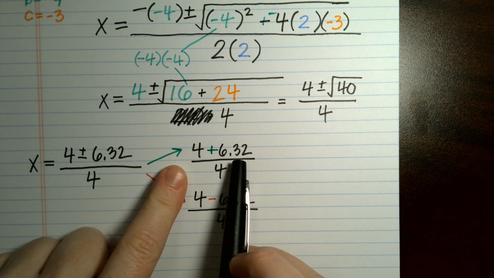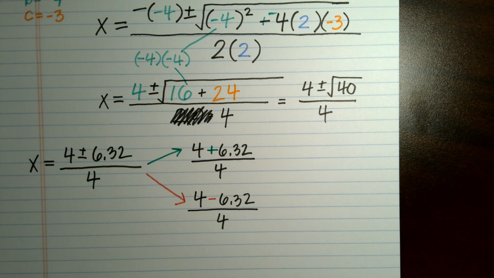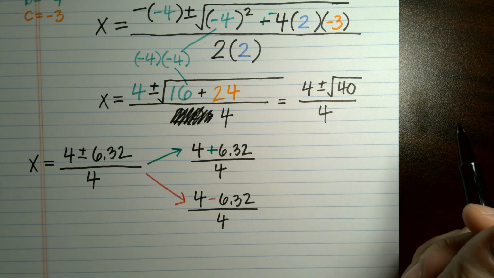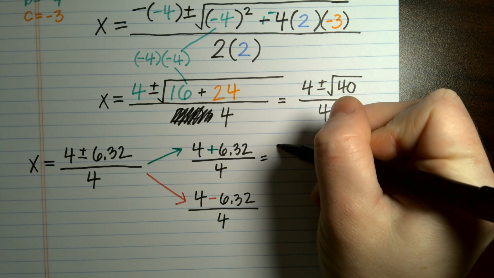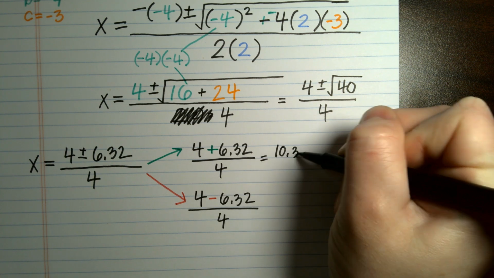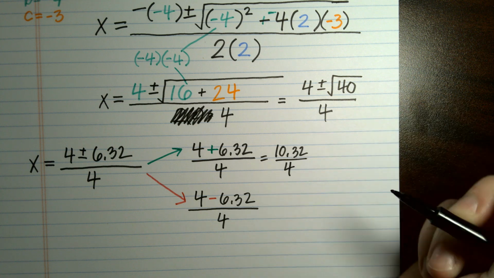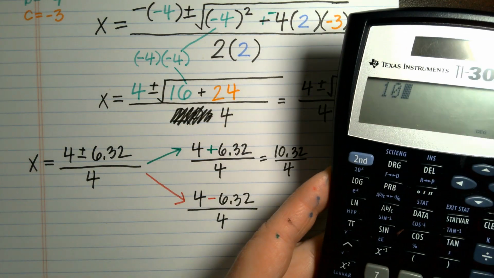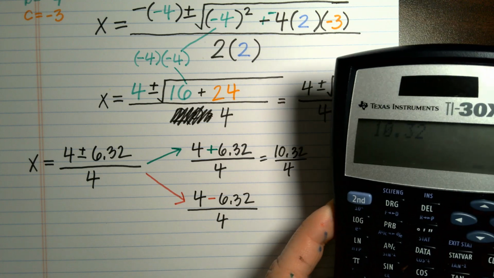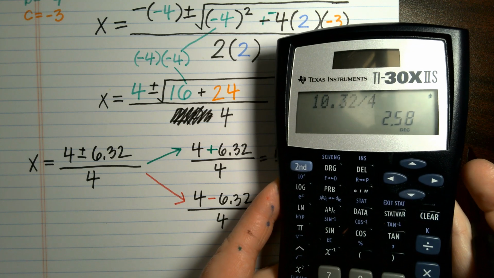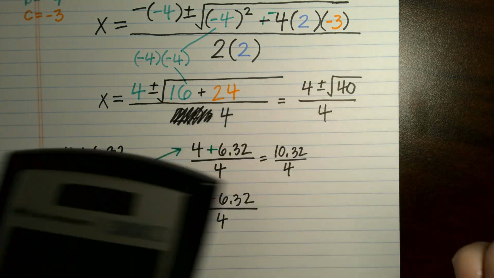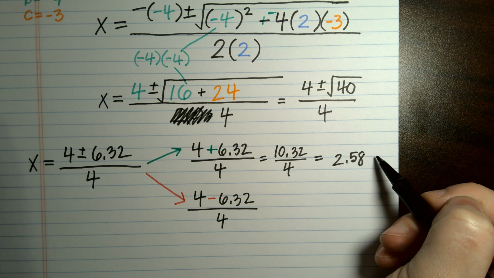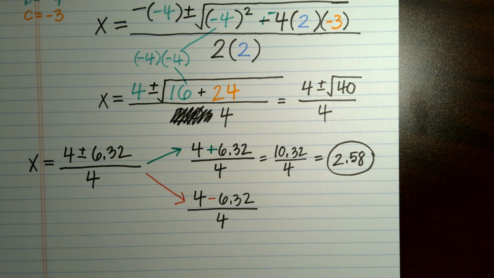Okay, so let's do the plus one. We have 4 plus 6.32. What's that? 10 plus 0.32, divided by 4. Yeah, 10.32 divided by 4. Divided by 4, that's 2.58. Yeah, and we're just going to type that in. 10.32 divided by 4 is 2.58. And there's nothing to simplify there. That's one of our answers. We're done with that one.